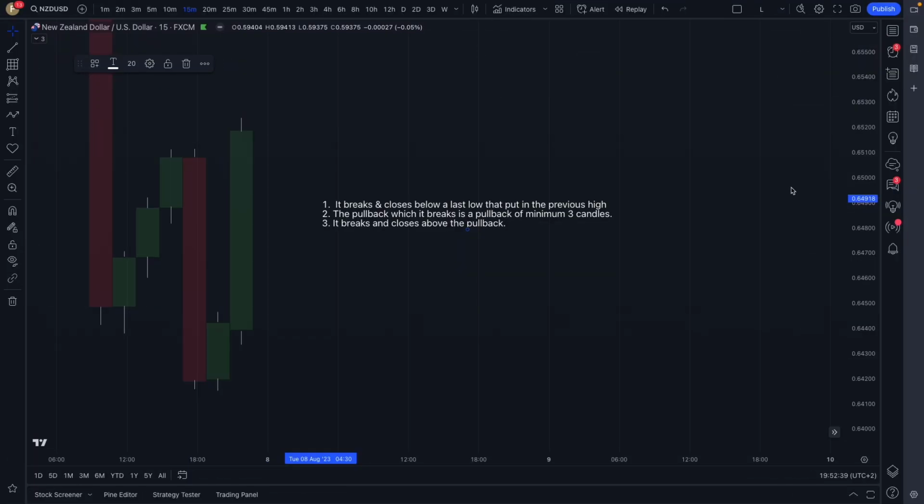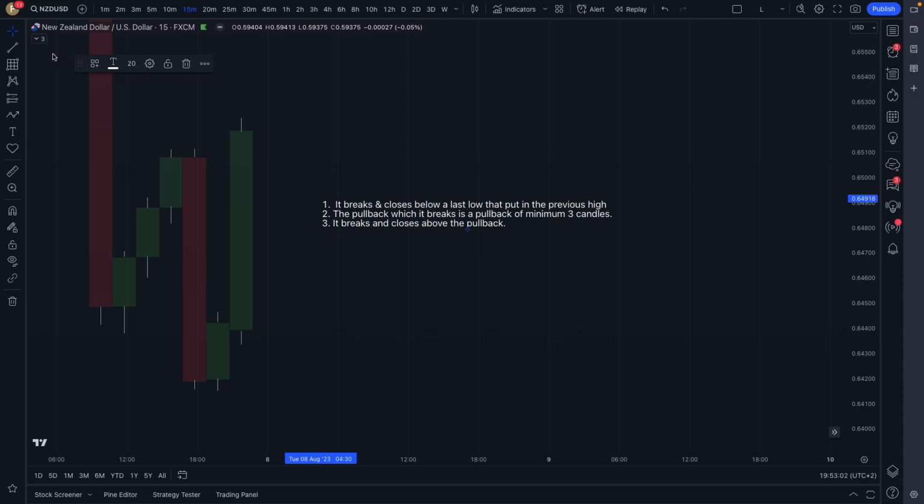Alright, so these are the 3 criteria which makes a valid change of character. Obviously for this example you have to imagine these right here are candlesticks, and I'm using a bearish scenario, and the same is true for a bullish scenario. And remember, this is super simple, but still very important. It is going to save you from a ton of losses, believe me.